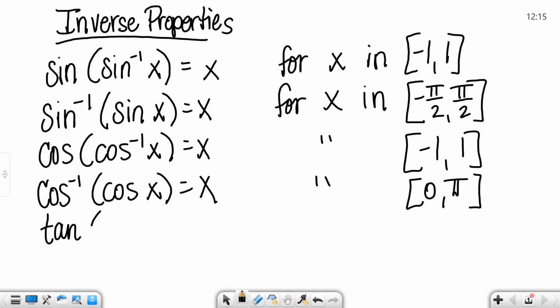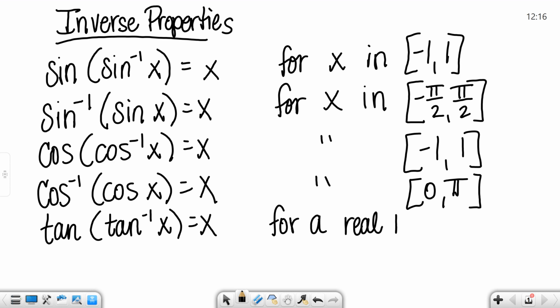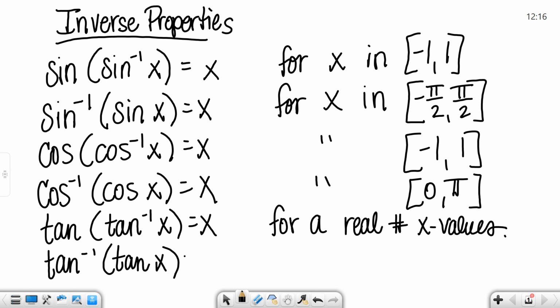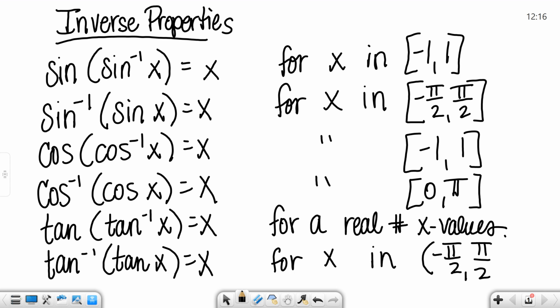Okay, we have to do tangent also. Tangent of the inverse tangent of x is x. Guess what? For all real number x values. So there's no limit there. And then the inverse tangent of the tangent would be x, for x in the interval, notice I have parentheses this time because it is not equal to pi over 2.